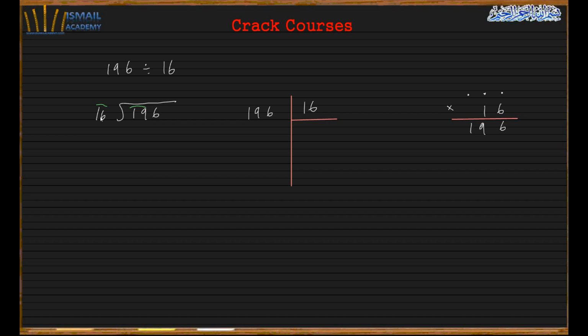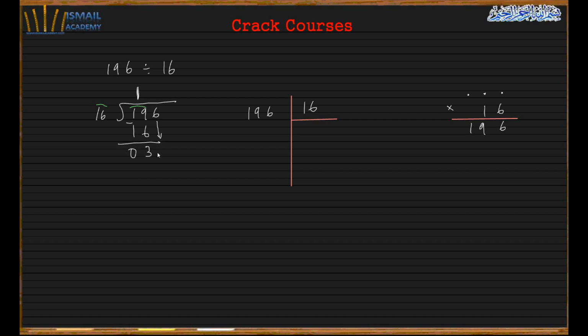Now I'm going to ask, how many 16s are in 19? Or in other words, which number times 16 gives me 19 or something closest to 19? The only number is 1. So I will put 1 here. 1 times 16 is 16. So I'm going to put 16 here and I subtract. So here this is 3, this is 0. 3 is less than 16, so I'm good.